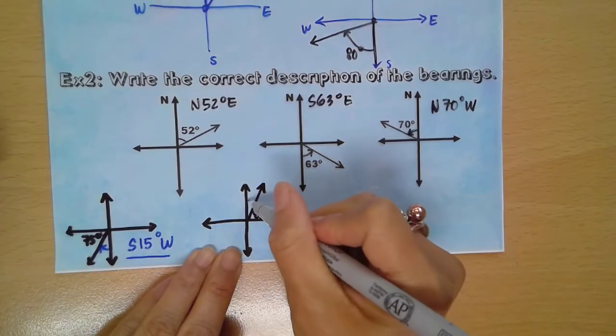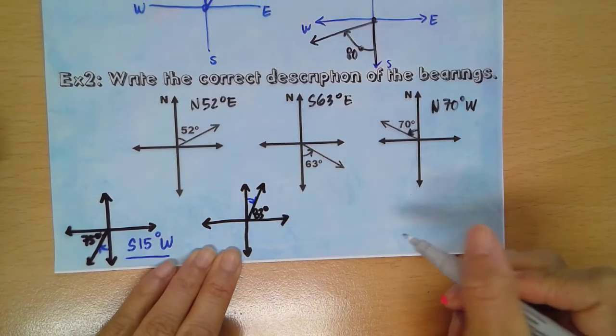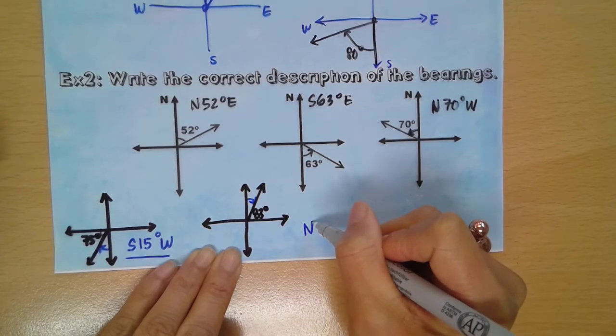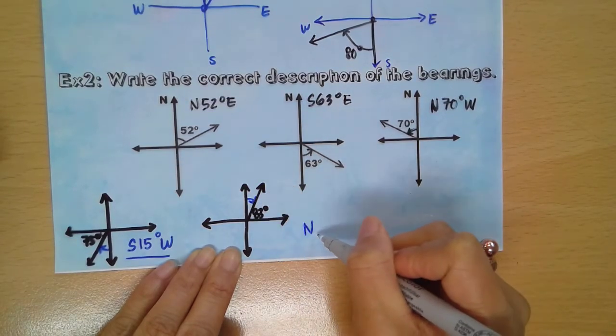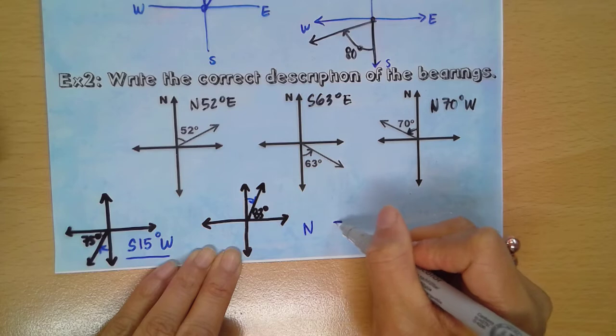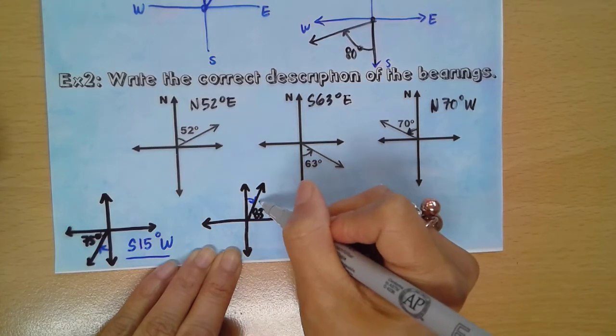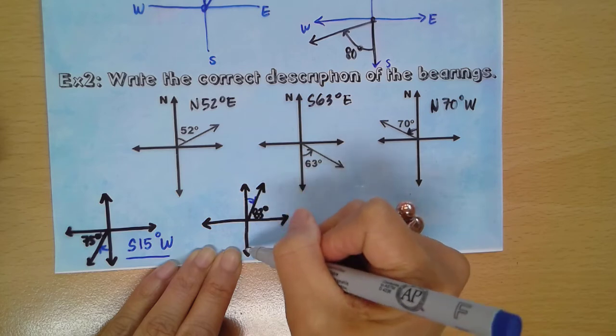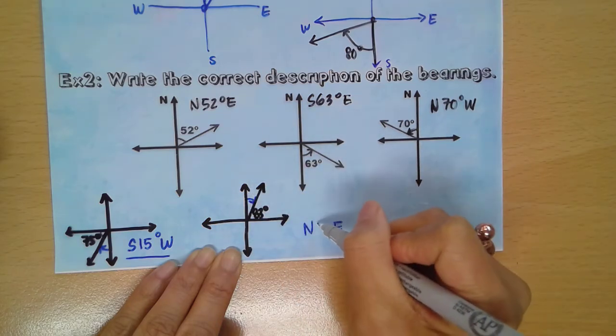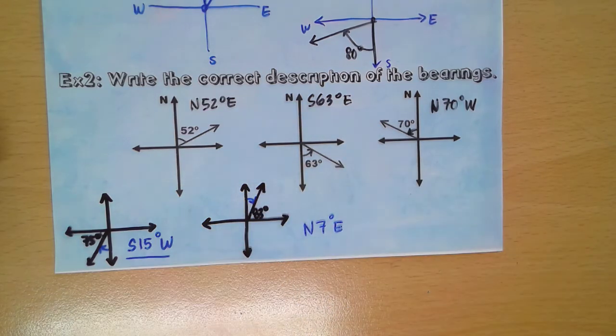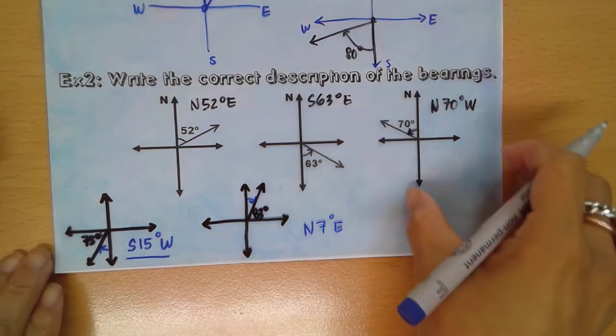This one, you went up, so that means I went north. But how many degrees was this? I don't know. But I do know that I went east. What's 83 degrees? This one here. And this one is not touching the north or the south. So it's going to be 7 degrees east, because that makes 90. All right, have fun with that.